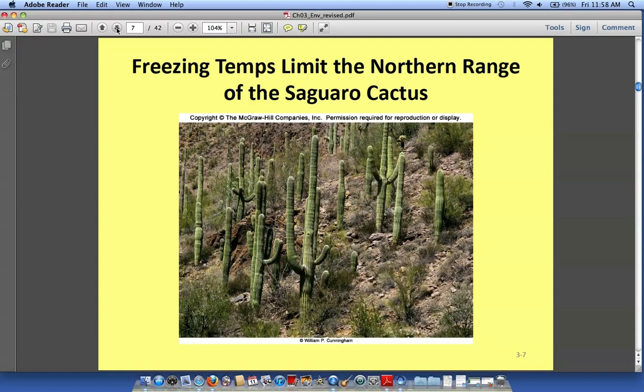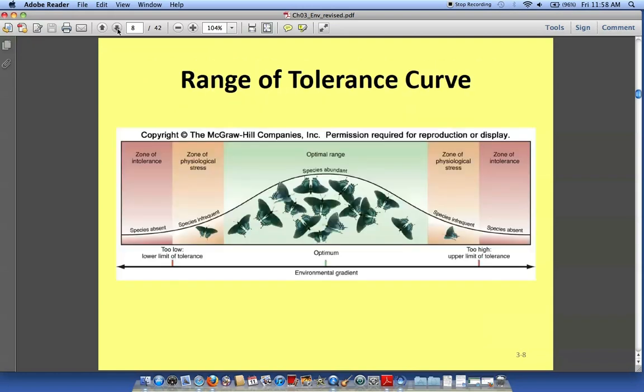Okay, you've got the freezing temperatures that limit the range of this cactus species. Different tolerance limits, you see. Some species can make it, but most of them have to live in this optimal range. But we do have our species that can live outside those ranges.